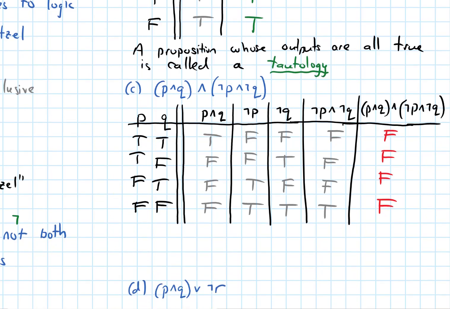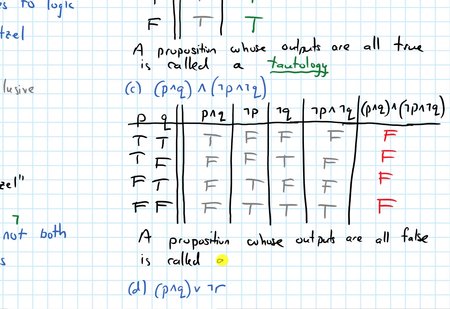So this type of proposition has a special name where the outputs are always false. So let's write that down. A proposition whose outputs are all false is called a contradiction.